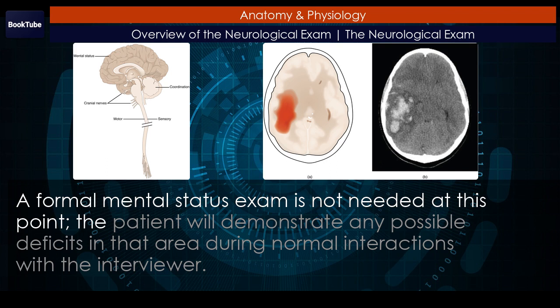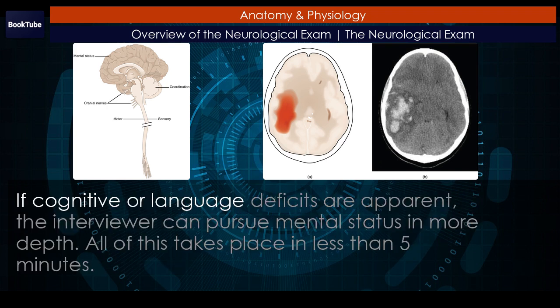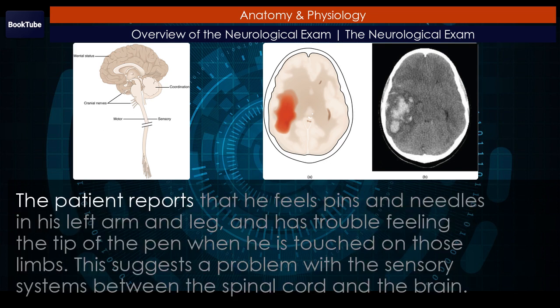The patient will demonstrate any possible deficits in that area during normal interactions with the interviewer. If cognitive or language deficits are apparent, the interviewer can pursue mental status in more depth. All of this takes place in less than 5 minutes. The patient reports that he feels pins and needles in his left arm and leg, and has trouble feeling the tip of the pen when he is touched on those limbs.